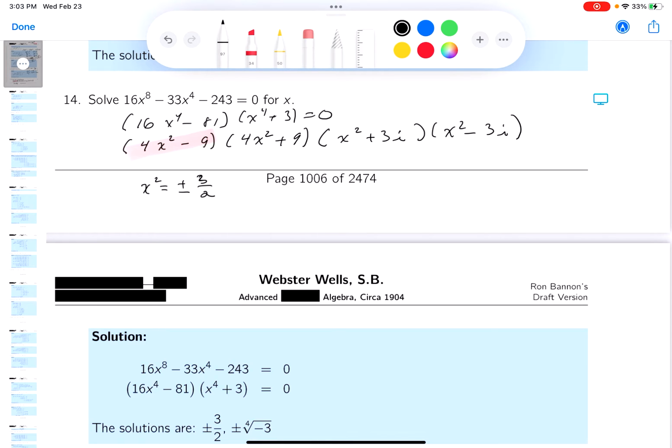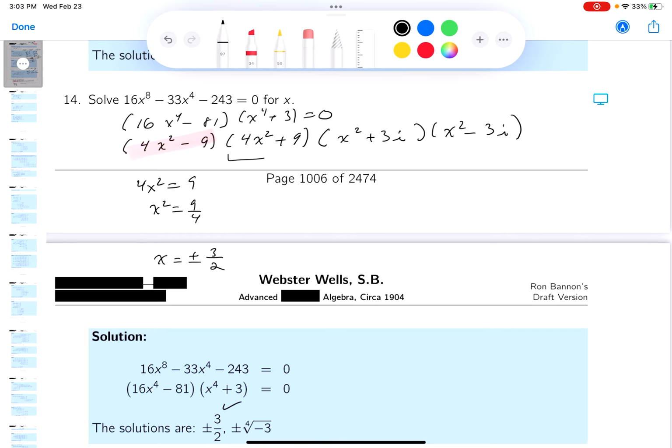Whoops, I made a mistake. You know what? I should just erase that. I got a little confused myself. But anyway, 4x squared equals 9. Divide by 4. x squared equals 9/4. Square root rule, you get x equals plus or minus the square root of 9, principal 3, over the square root of 4, principal 2. And that's where this solution is coming from.